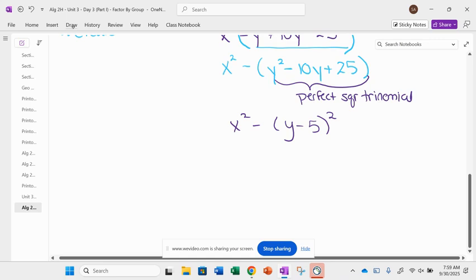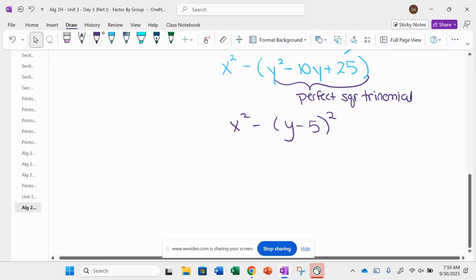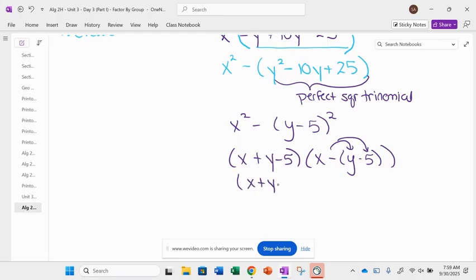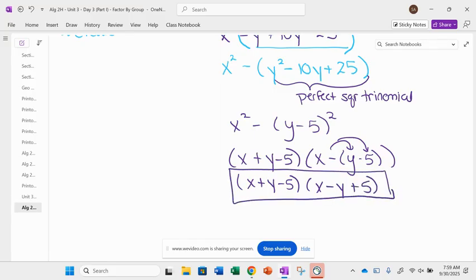And now we factor. So we're going to have an x plus y minus 5 and an x minus. Is it important that I keep the y minus 5 in parentheses? Yeah, because I'm going to have to distribute that negative. So it's going to be an x plus y minus 5 and an x minus y plus 5 factored.